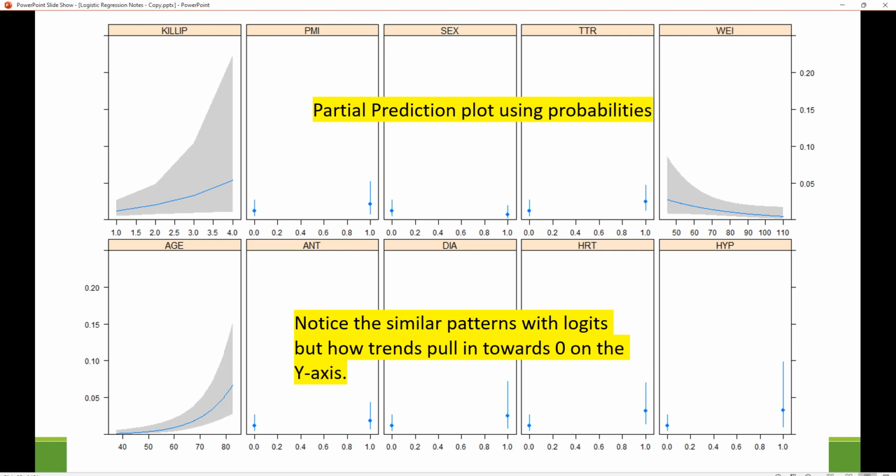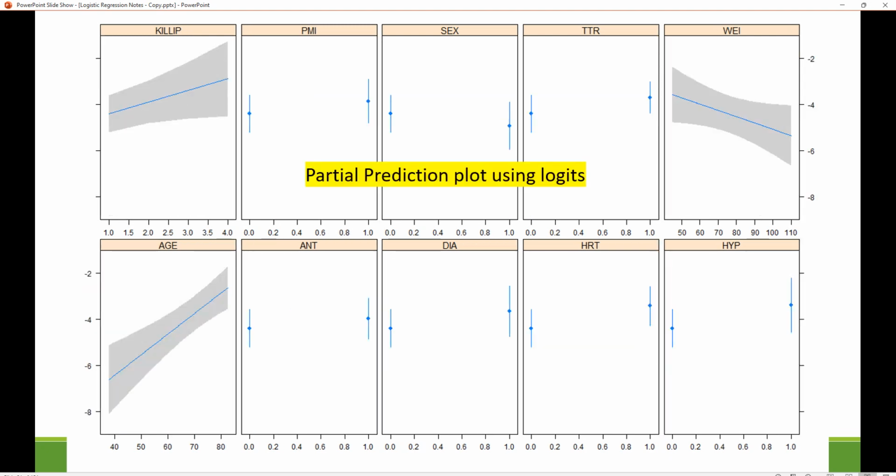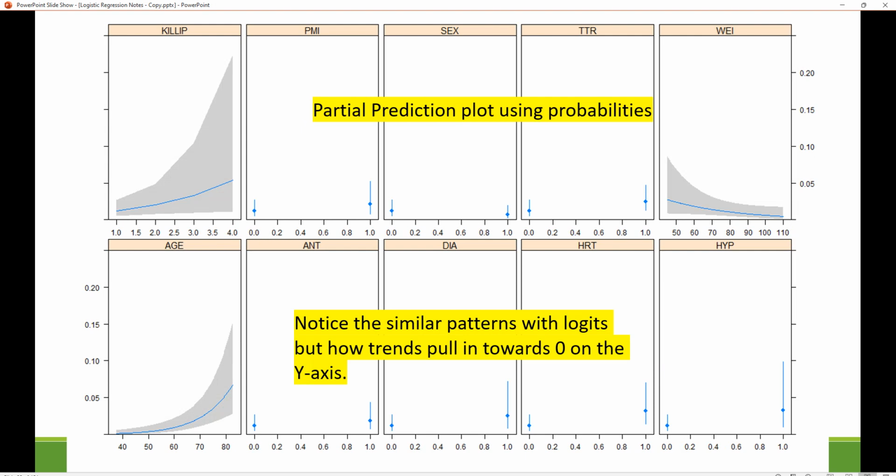And in this graph, we have our partial prediction plot using probabilities instead of logits as in the previous graph. So we're going to see a little bit of a bend in our trend lines, and that's because we are now looking at probabilities on the y-axis. They go from about 0 to 0.20. Because we're doing logistic regression, as we get closer to the extremes of 0 or 1, those lines get pulled in more.